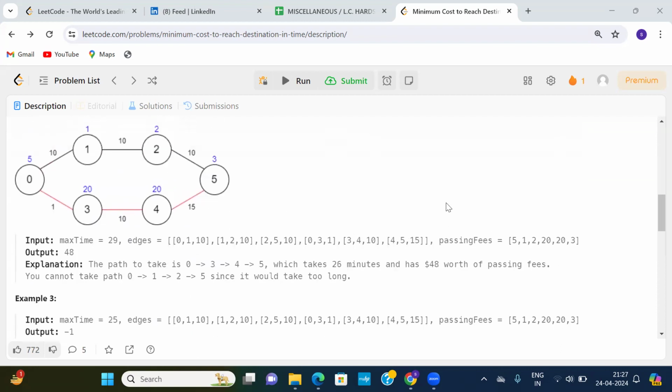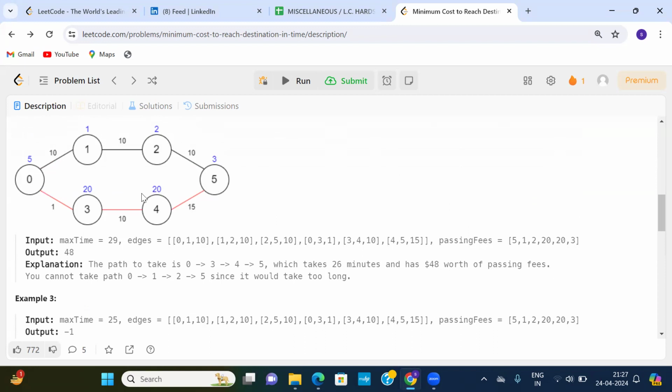See in example number 2. We need to go from 0 to 5. Again, two paths are there. 0 to 1, 1 to 2, 2 to 5 requires 30 minutes. 0 to 3, 3 to 4, 4 to 5 requires 1 plus 10, 11, 11 plus 15 is 26 minutes. The max time allowed is 29. So now we cannot consider the first path as it is requiring 30 minutes, so we are directly going to omit it.